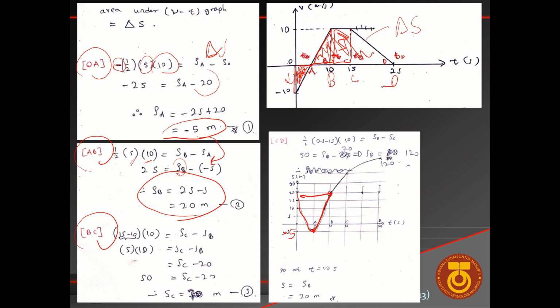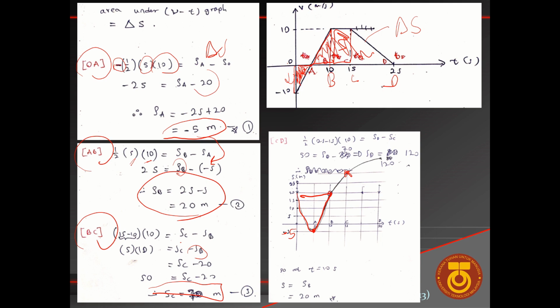So 15 minus 10, times 10. There is no half because it is not a triangle. Equal to delta S, SC minus SB. SB we already know. So from here we can get SC equal to 70. So here is SC.